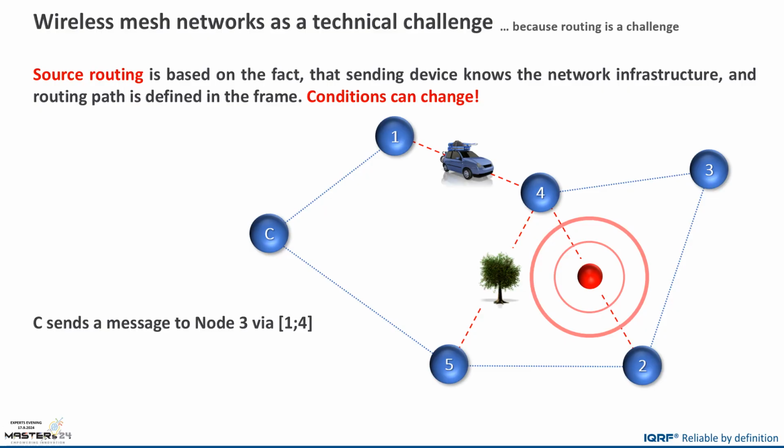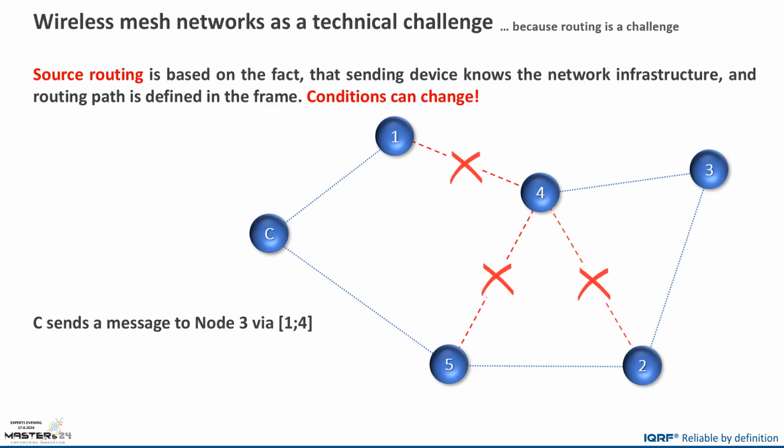But we are living in a real world, which is not ideal. The partial connections can disappear because of changing RF conditions or, mostly, because of signal interferences. Let's see how source routing can behave in the real world. The routing fails on the second hop, so the routing vector must be redefined.